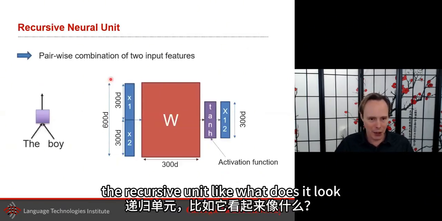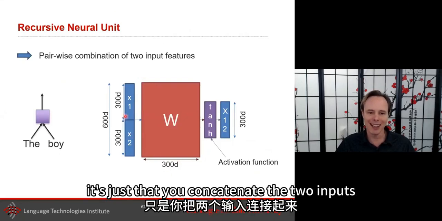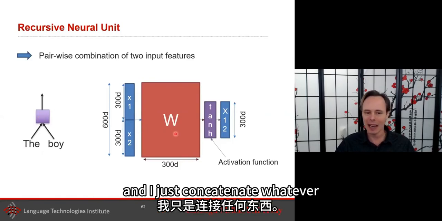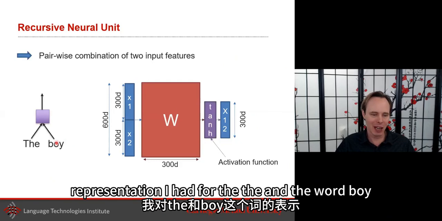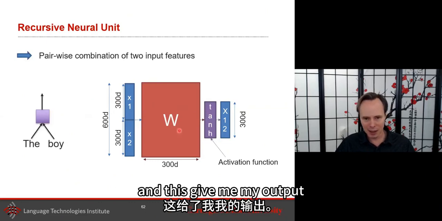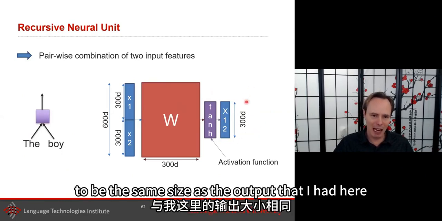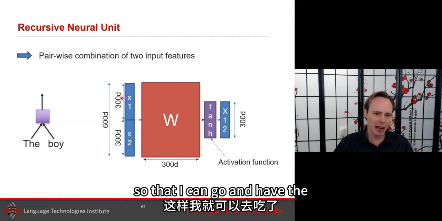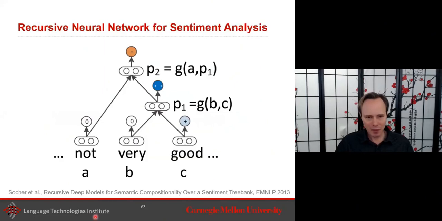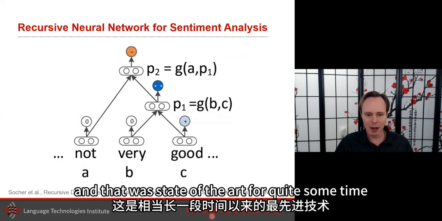The recursive unit, what does it look like? It looks the same as a typical neural network. It's just that you concatenate the two inputs. So I have the boy, and I just concatenate whatever representation I had for the and the word boy. Maybe I have word2vec, and then put these two together, and this gives me my output. The output will be designed to be the same size as the output that I had here, so that I can have this hierarchically. And so I can use it to do sentiment analysis, and that was state of the art for quite some time.